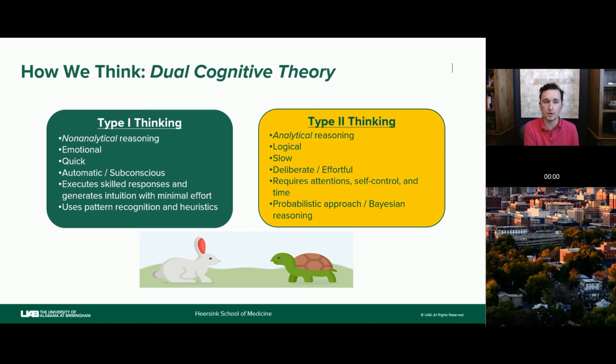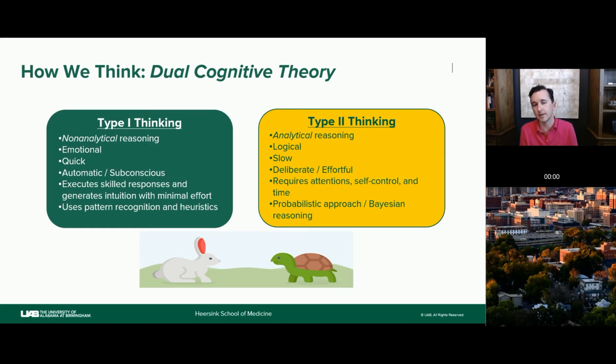Okay, so type 1 thinking makes use of non-analytical reasoning. It's emotional, it's quick, it's automatic and subconscious, and it allows us to execute skilled responses, and it allows us to generate intuition with minimal effort. Okay? It also relies heavily on pattern recognition as well as heuristics. And we'll talk about heuristics more. They're a type of mental shortcut, but they make use of rules of thumb that are used subconsciously, which is important to highlight. It's used subconsciously when we're approaching a particular problem.